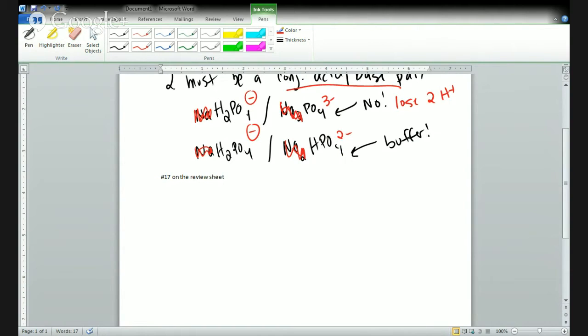So if we look at that review sheet, number 17 says, based on the graph, which of the following is true? A, at the equivalence point, the H plus is greater than the OH minus. B, the titration curve indicates the unknown liquid is a weak base. C, the titration curve indicates that the unknown liquid is an acid. And D, the equivalence point is log base 5.